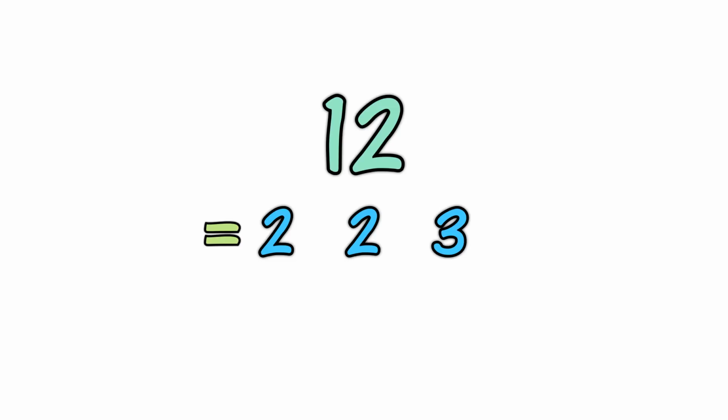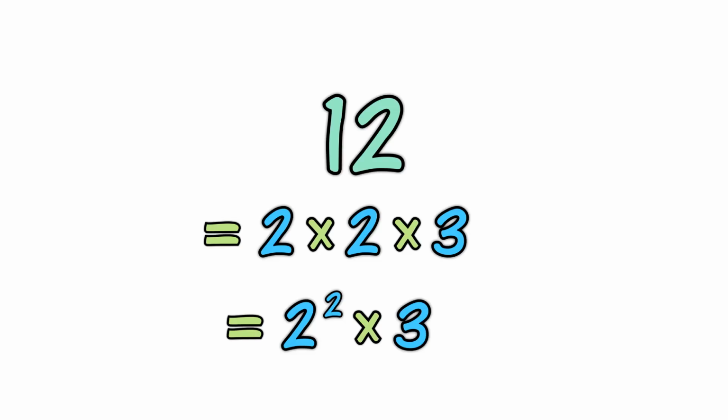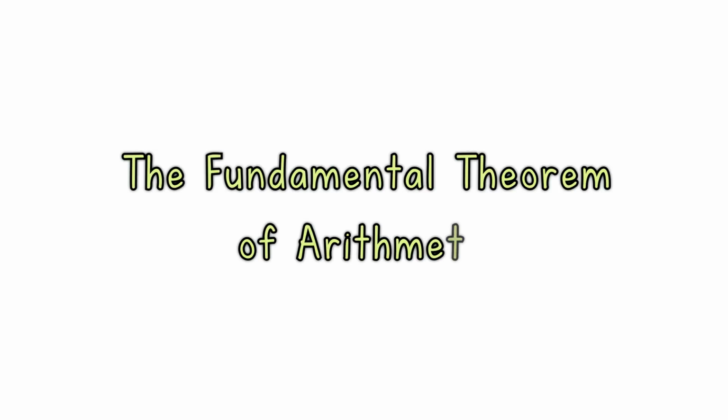Now here's an example. 12 is made by multiplying the prime numbers 2, 2, and 3 together. 12 equals 2 times 2 times 3. The number 2 was repeated, which is okay. In fact, we can write it like this using the exponent of 2. 12 equals 2 squared times 3. And that is why they are called composite numbers, because composite means something made by combining things. This idea is so important it is called the fundamental theorem of arithmetic.